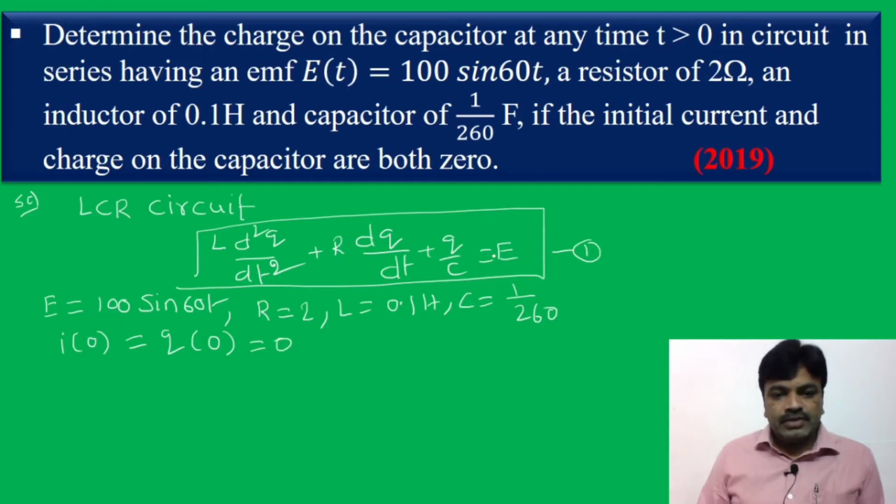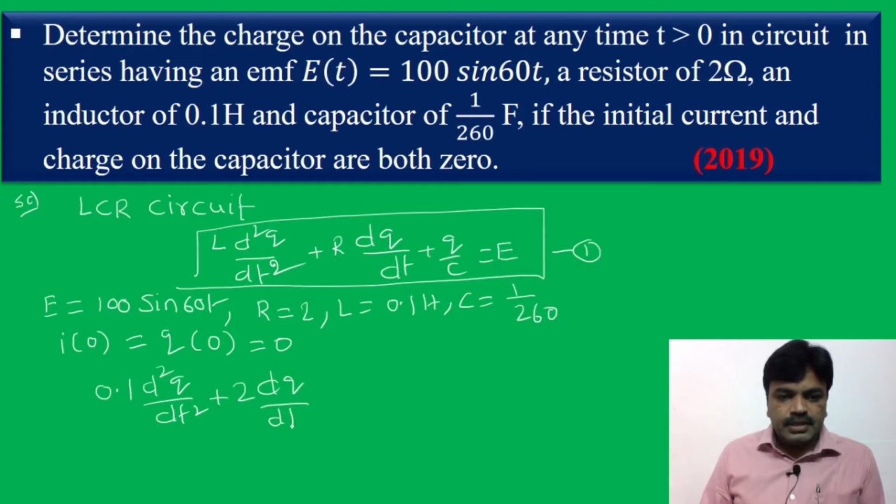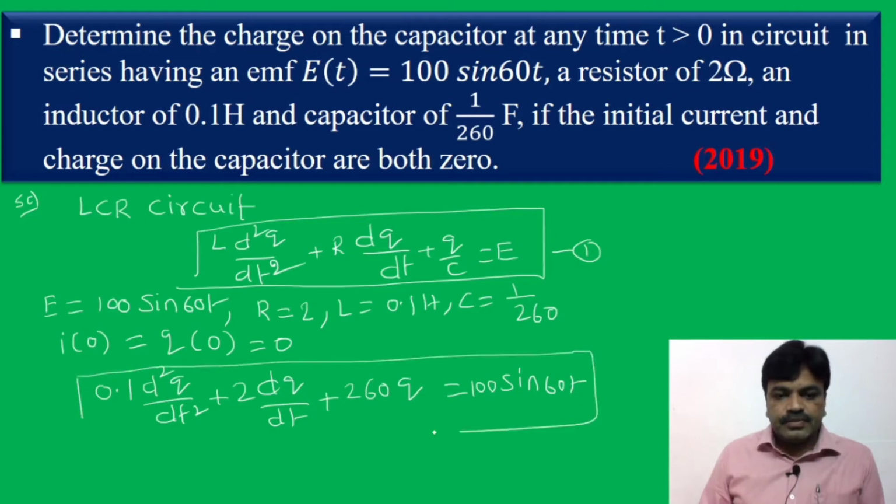Now you write the equation here. L is 0.1, so 0.1 d²q/dt² plus R value, which is 2, dq/dt, plus 1 by C, which is 260, into q, that is equal to E, which is 100 sin 60t. Okay, this is the equation.